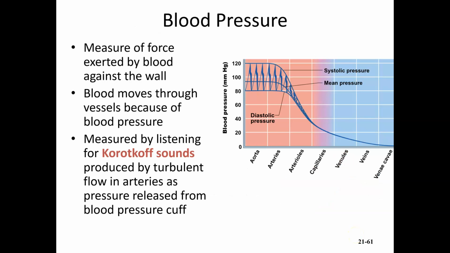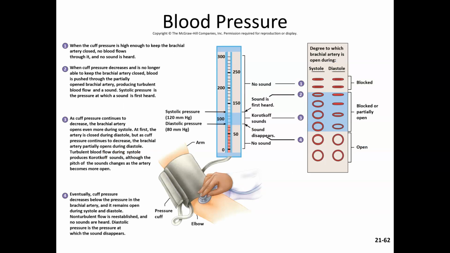To define what blood pressure is, we can say that it's a measure of force exerted by blood against the wall. In order for blood to move through the blood vessels, we need pressure. And we can measure this by listening to the Korotkoff sounds produced by turbulent flow in our arteries as pressure is released from the blood pressure cuff. So you may be familiar with taking blood pressure already.